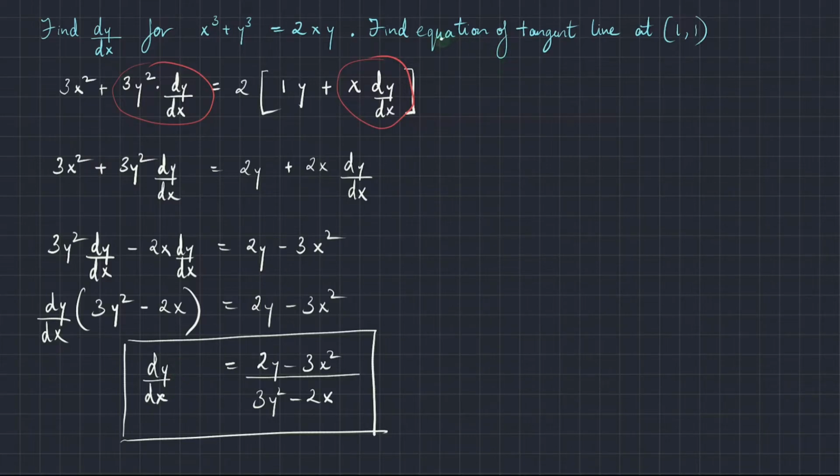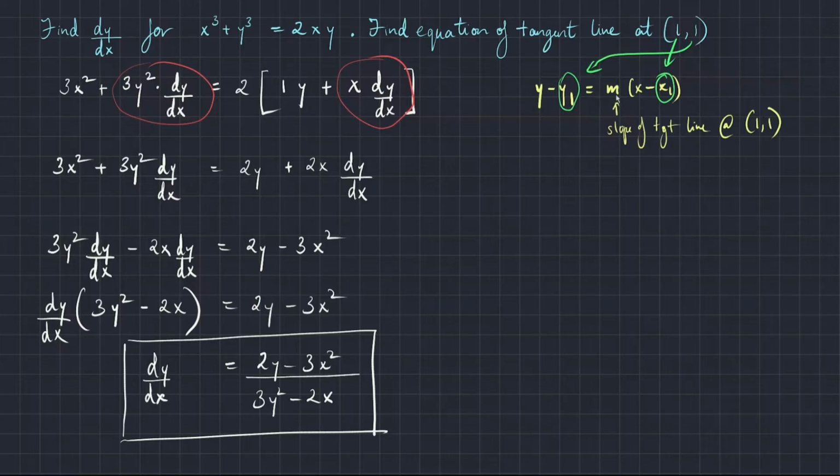But they've also asked us to find the equation of the tangent line. Now let's not forget that dy/dx is nothing but the slope of the tangent line. To find the equation of the tangent line, I'm going to use the point slope form, y minus y1 equals m times (x minus x1), where m is the slope of the tangent line and x1 and y1 are the coordinates of the point. So in this case x1 and y1 are both going to be 1.